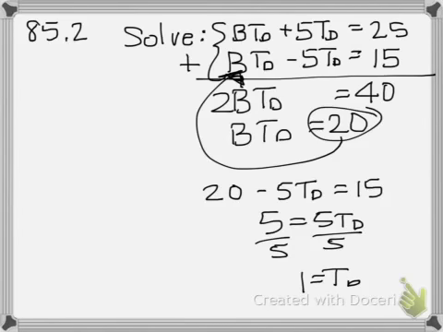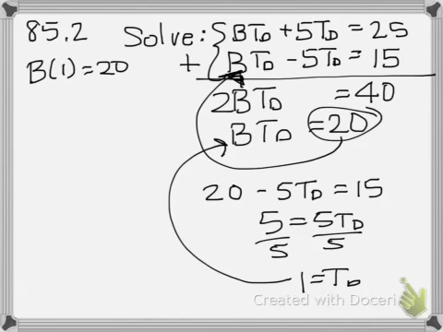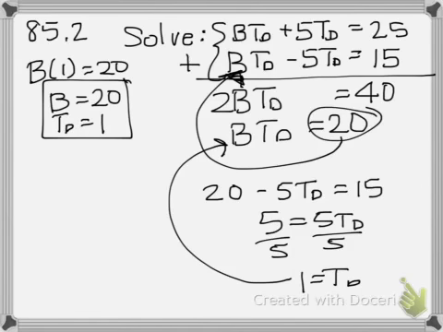Now we still need to go back and figure out what b is, but that's easy. b times 1 equals 20, so b equals 20. So our solution is b equals 20, t sub d equals 1. Now that was a lot of work. And the reason why it was a lot of work is because we were using this part right here instead of this part right here.